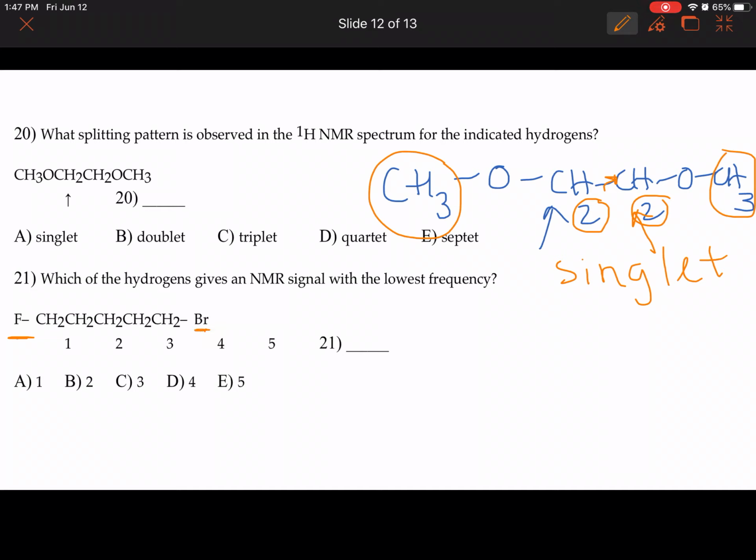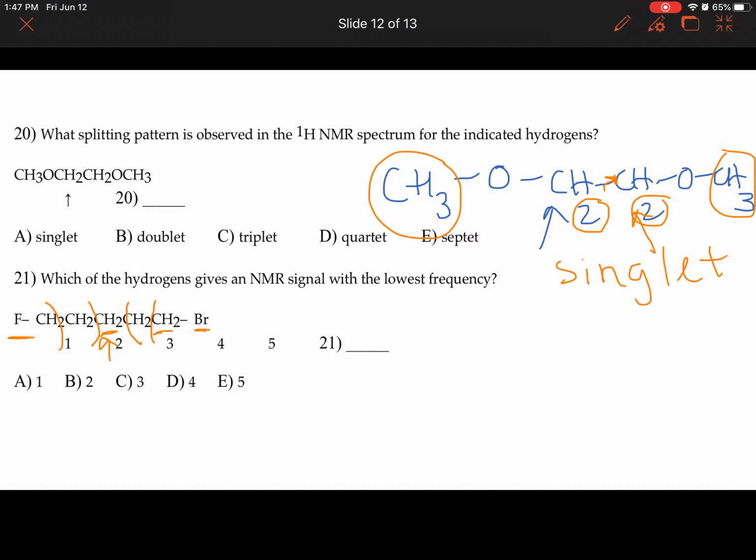Remember, we talk about the highest frequency would be when it is closer to the more electronegative atom, fluorine. And then the next highest one would be the one closer to bromine, would be this one. And then if the hydrogens are further away from the electronegative atoms, it would give us the lowest frequency. So in that case, it would be this hydrogen, right? Because this is the furthest hydrogens, and this would be the next. So this one right there would be the lowest frequency.